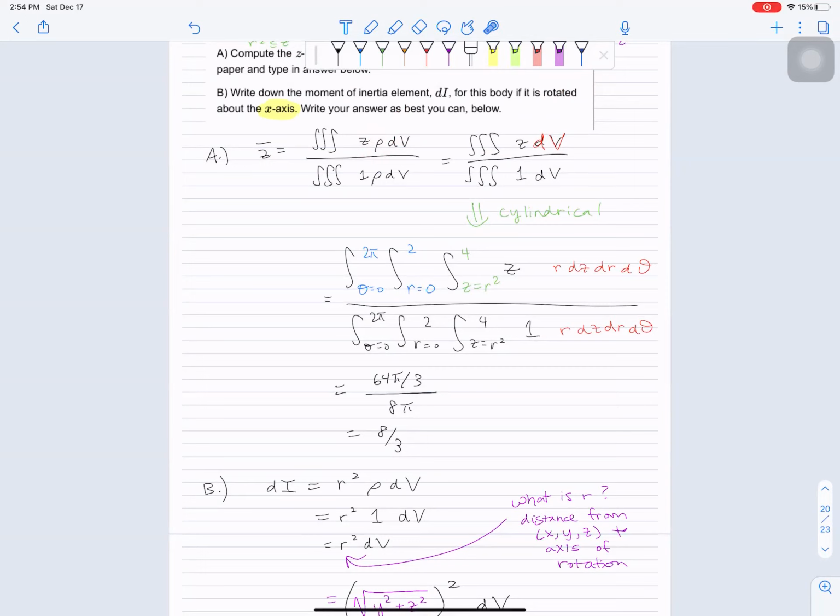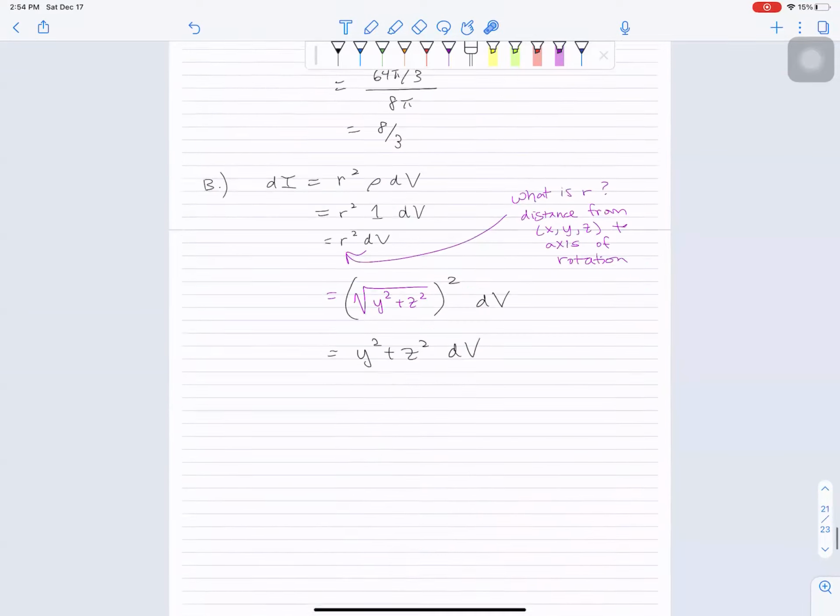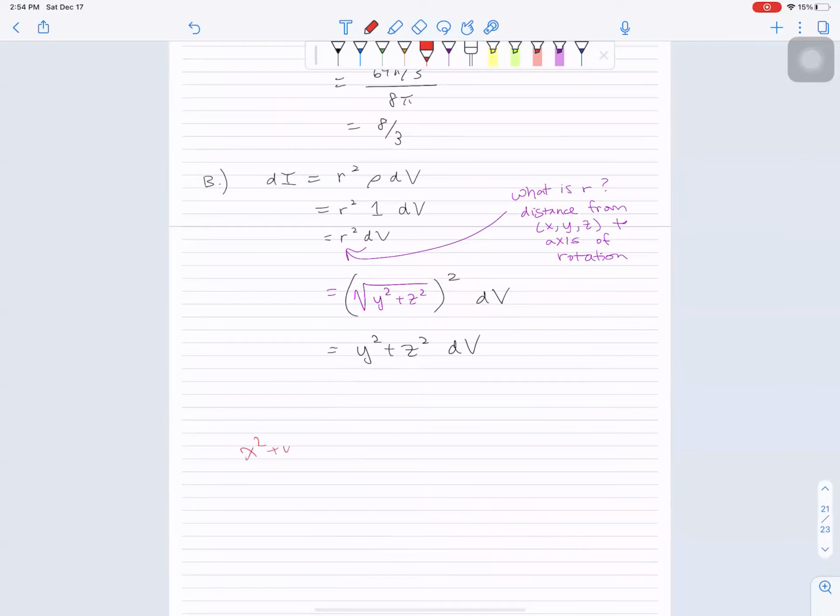Okay, and question: can you explain once more why you took an x for the second coordinate? Isn't the radius usually x squared plus y squared? So r here is not radius, r is distance, and it's usually x squared plus y squared in other problems we've seen, because in those cases, we're rotating about the z-axis.